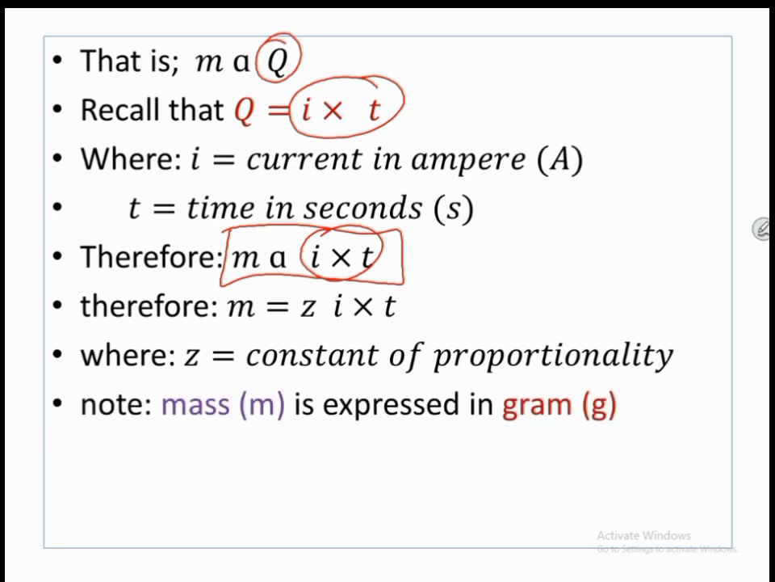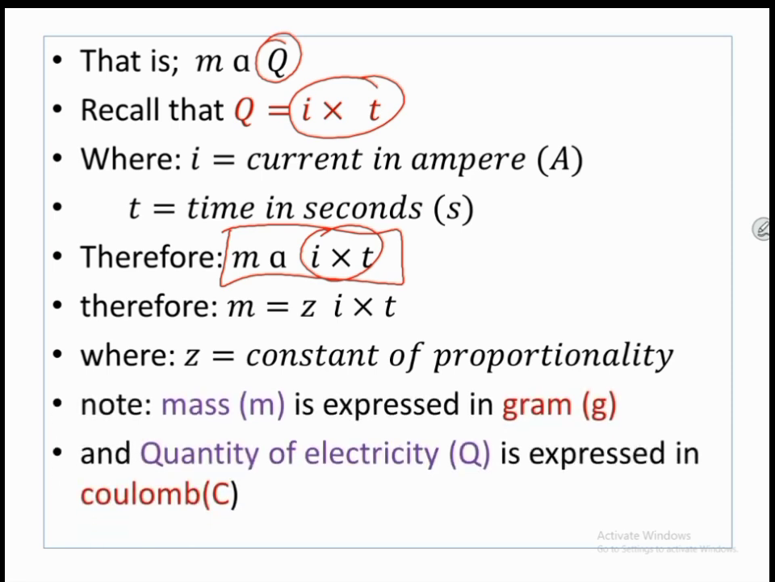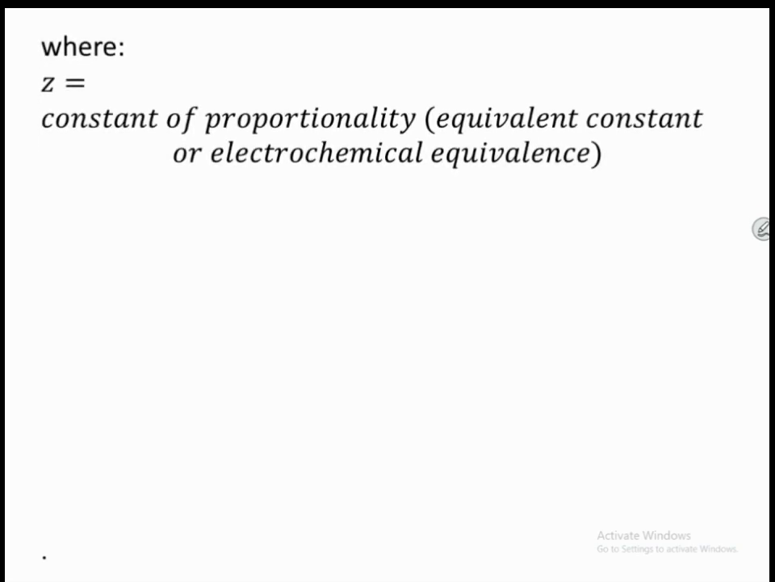Now, mass is expressed in gram, and quantity of electricity is expressed in coulomb. Then I would like us to talk about this proportionality constant, Z. Z, the proportionality constant, is also known as equivalent constant or chemical equivalence. If you are told to calculate for chemical equivalence, you need to calculate for Z. Remember, if M is proportional to Q, it means M is equal to ZQ. Therefore, we can say Z is equal to M over Q, which means Z is the mass of a substance deposited per charge or per quantity of electricity.